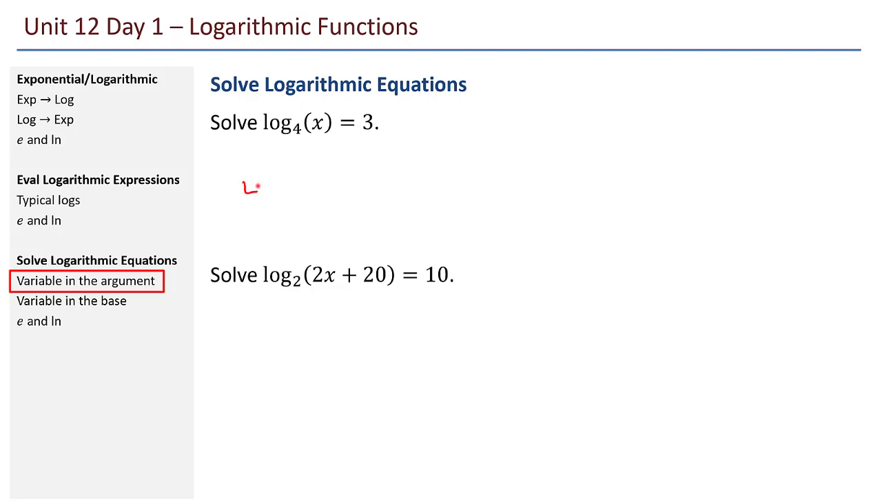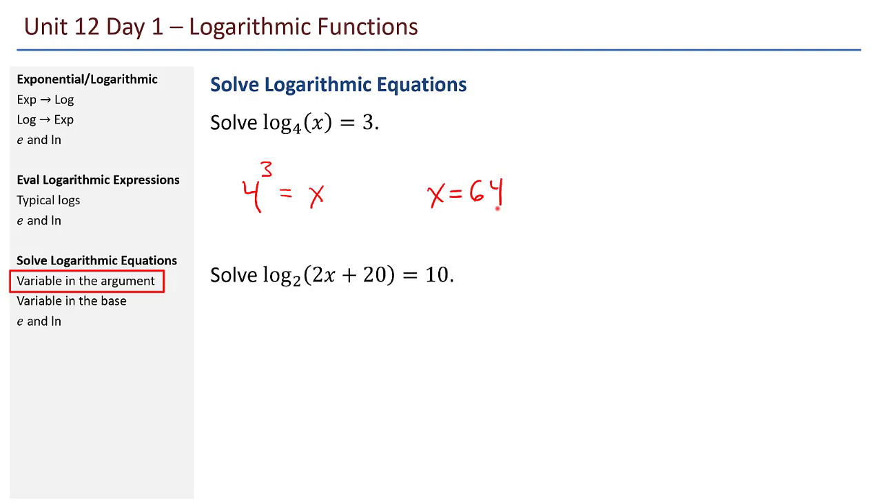So 4 to the something. Now, in my original statement, x was the input and 3 was the output. So now 3 will be the input and x will be the output. And I have this equation, 4 cubed equals x. Oh, and I think I can solve 4 cubed. That looks like 64. So x equals 64. And there's the solution to the problem.